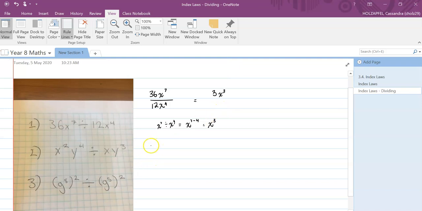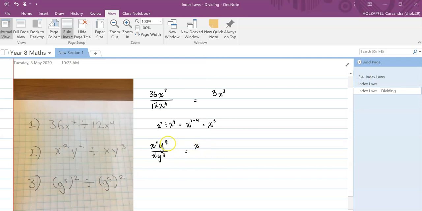Okay, let's have a go at this second one now. So x squared y to the power of 4 over x y to the power of 3. So again, when we are dividing, we're going to subtract the indices. So this is a little sneaky hidden 1 here. We generally don't write the 1, we just assume that it's there. So x to the power of 2 take 1 is just going to be x to the power of 1. And again, we're not going to write that.